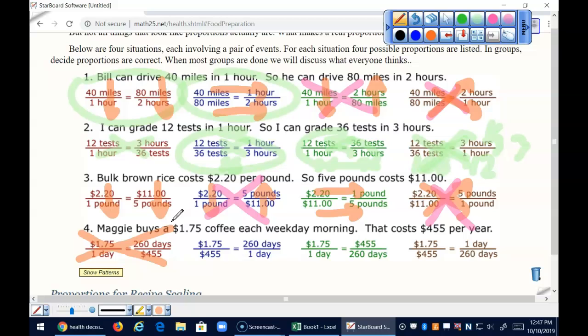For the second one, we have 175 over 455 equals 260 days over 1 day. That one doesn't really make sense. One's bigger than one, the other side is less. Or one's a unit of one, one's a unit of. So we have $1.75 over 1 day equals $455 over 260 days. And then 175 over 455 is equivalent to 1 day over 260 days.